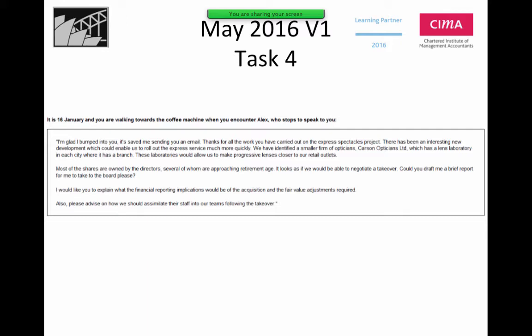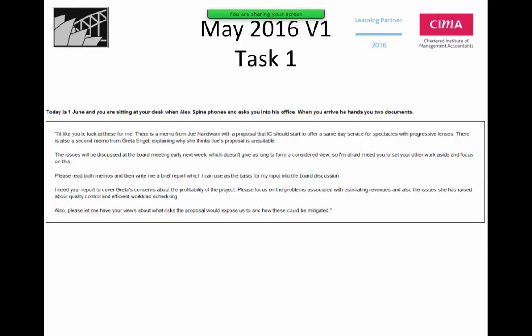quickly. We have identified a small firm of opticians which has a lens laboratory in each city where it has a branch. So now combining with another company, right? So I would like you to explain what the financial reporting implications would be of the acquisition and the fair value adjustment required. Right? So you can see this whole thing is about one particular scenario, and that scenario is about same day service, right?